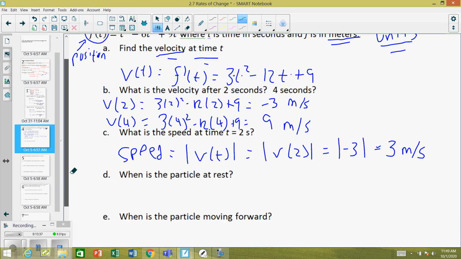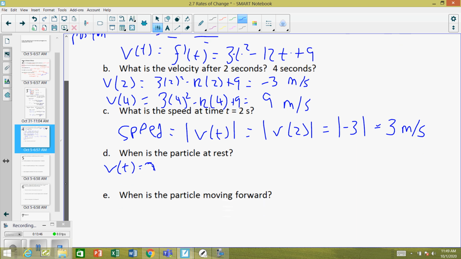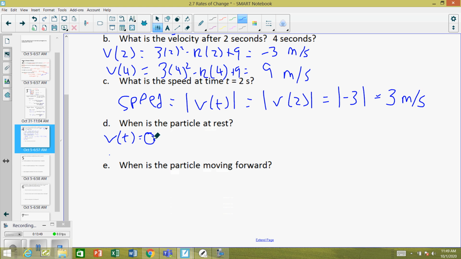All right. When is the particle at rest? If I ask that question, we know that v of t must equal 0. That's all it's asking. A lot of times I'll ask for justification, so let's practice that right now. If I ask when a particle is at rest and I say why, the justification is real easy. All you got to say is a particle is at rest when v of t equals 0. You just pretty much got to restate it. That's your justification. And then you just solve for it.